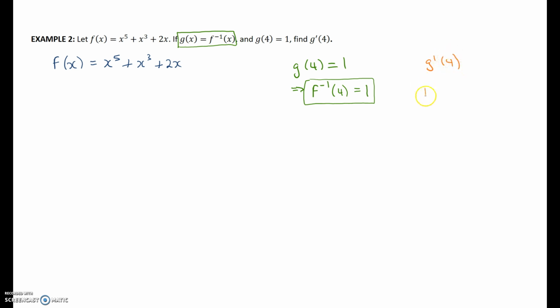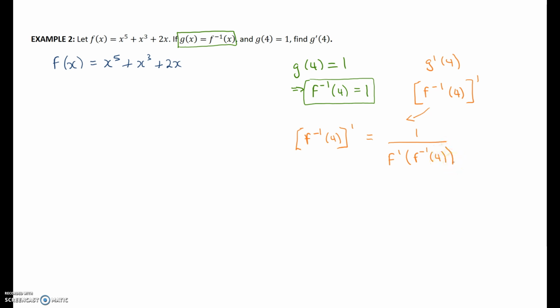Well, another way of writing that for us would be the derivative of f inverse of 4. Okay, so that's really what we're after. Well, we have a formula for finding the derivatives of inverse functions. And the formula is that the derivative of f inverse of 4 is equal to 1 over f prime of f inverse of 4.